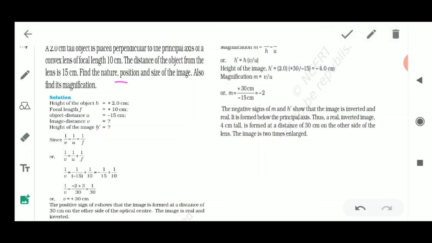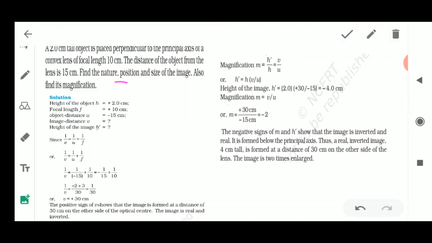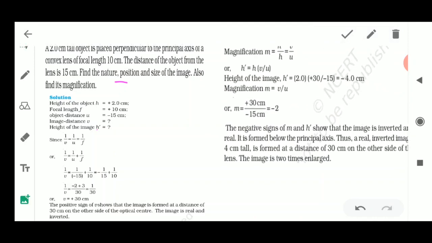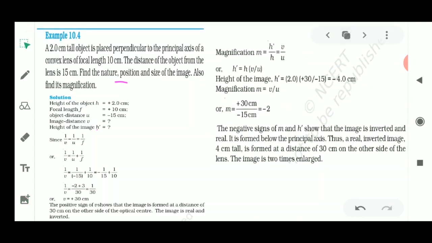When we need to calculate the magnification, we are going to see what all things we are provided with, and then write down the formula of magnification, that is m is equal to h dash upon h, and that also becomes v upon u. So h dash is equal to h times v upon u in the bracket. The height of the image will be obtained using this formula, according to which the magnification is 30 upon minus 15.